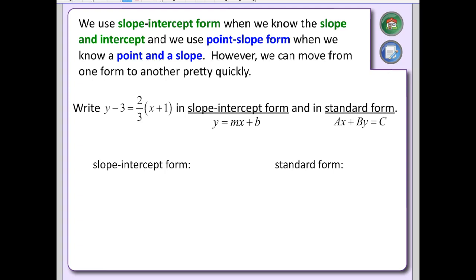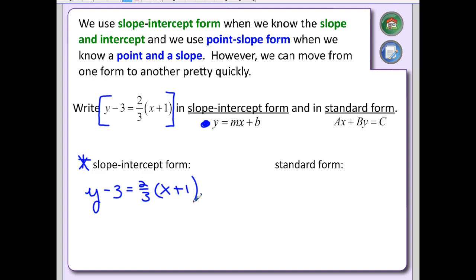So let's look here. If you notice on my slide, I went ahead and gave you point-slope form. Now, let's go ahead and take this point-slope form to slope-intercept. Do you remember what the equation looks like for slope-intercept? Yeah, here it is, right here. y equals mx plus b. So we've got y minus 3 equals 2/3 times (x plus 1). So here's my equation in point-slope form. And I need to make it look like y equals mx plus b.